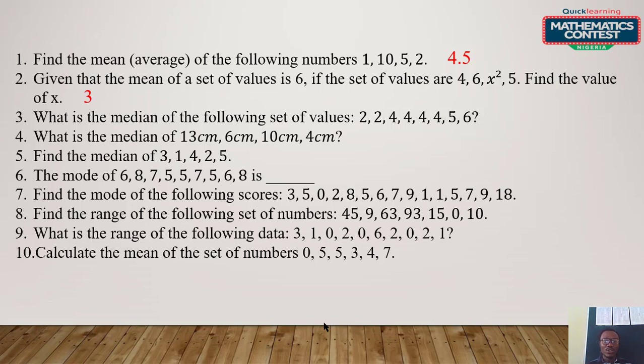Now I have 4 entries. I was told that the mean is 6. What should come to your mind? Let me just get the total. 4 times 6 will give me 24. Add these guys up. 4, 6, 5.